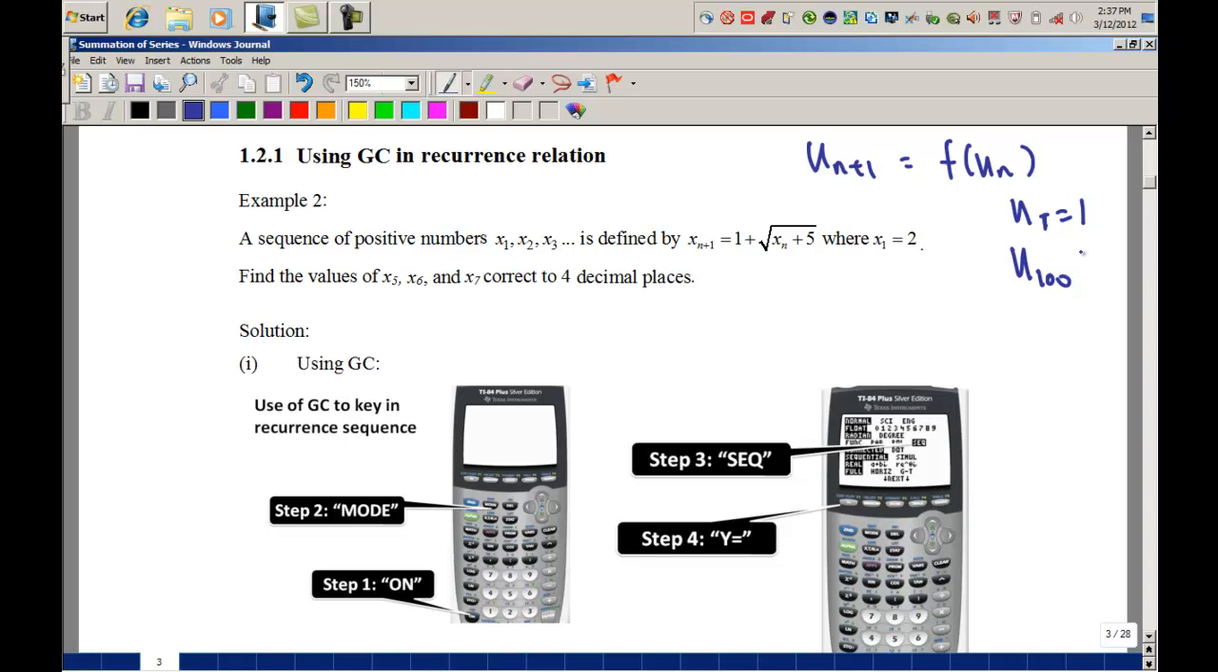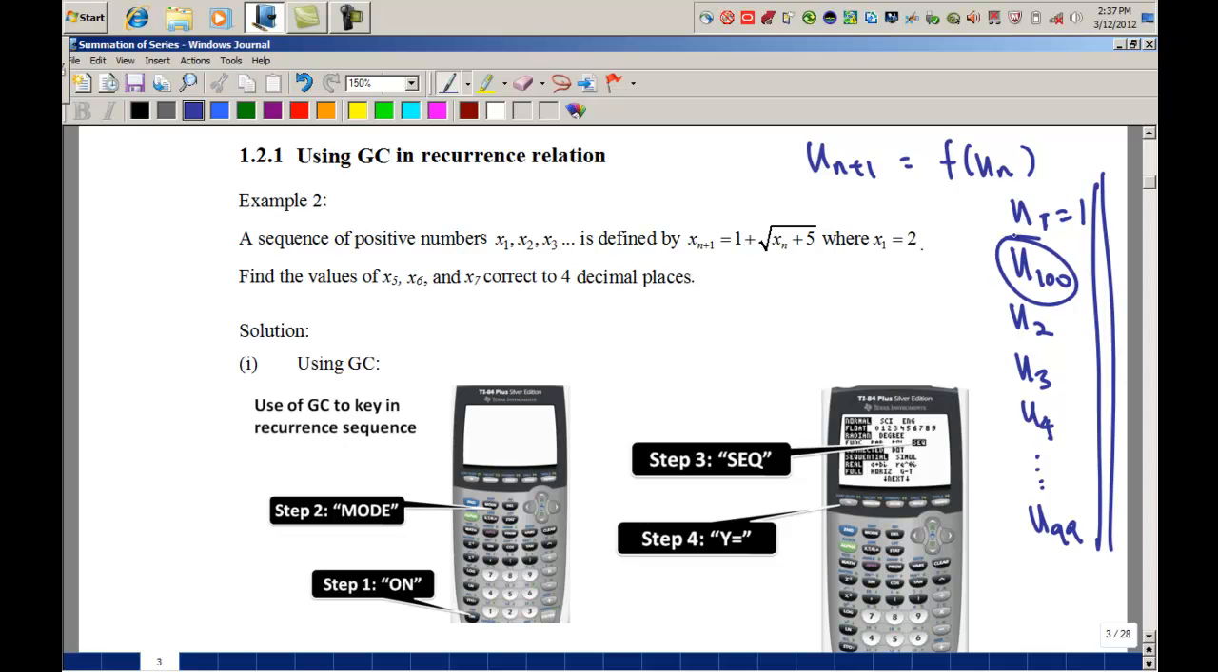Now, what you will need to do then would be to use the formula to find u2, to use the formula to find u3, and then you find u4 and all the way up to u99 before you can find u100. Now, all this is easy, but it's going to take you a long time to find u100. So I'm going to show you how to use the graphic calculator to work this out very, very quickly. Now, can you take out your graphic calculator?